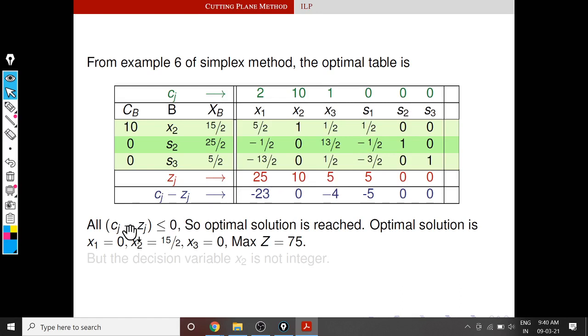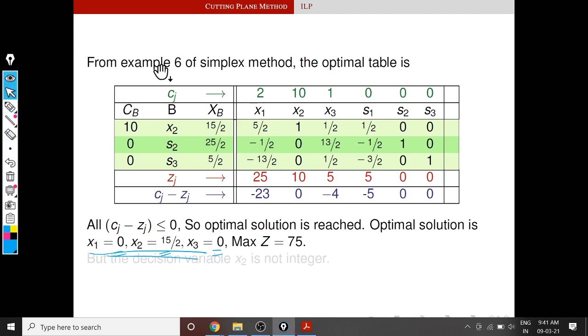Here all the cj minus zj are less than or equal to 0, so the optimum is reached. Here x2, s2, s3 are basic, and so x1 and x3 are non-basic, they are outside. That's why x1 equals 0 and x3 equals 0, and the value of x2 is 15 by 2. So this is the optimum solution of this normal LPP.